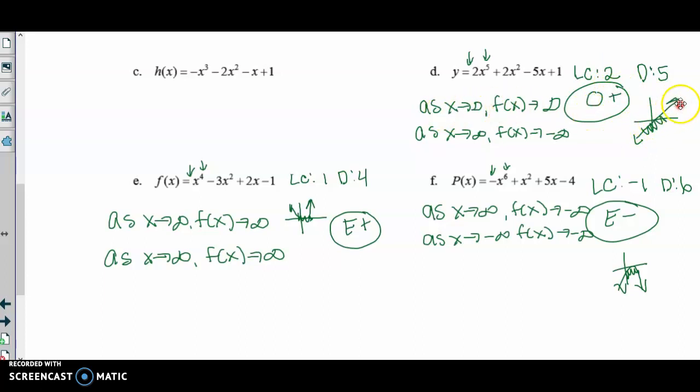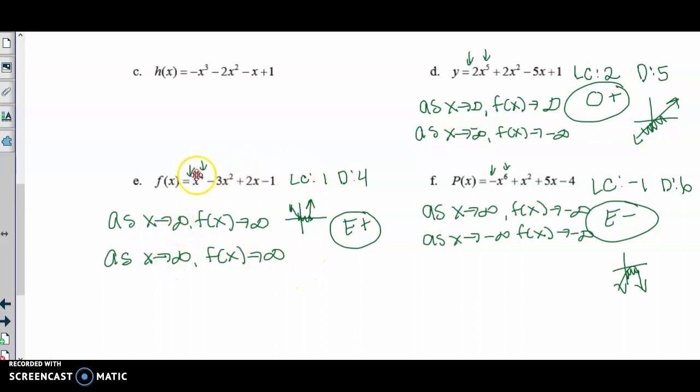As x approaches infinity, my graph is also going up, up, up towards infinity. As x approaches negative infinity, I forgot to write that negative in there. As x approaches negative infinity, your graph is going down, down, down. So it's going towards negative infinity. Wow, I'm doing really good at forgetting to write the negatives.